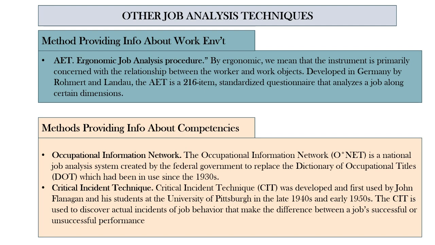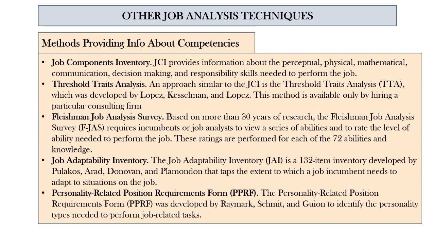We have the JCI, the Threshold Traits Analysis. We have the Fleishman Job Analysis Survey, or FJAS. We have the Job Adaptability Inventory, rather. We also have the Personality Related Position Requirements Form, or the PPRF. So, as you can see, there are a lot of methods which provide information about competencies. I would leave that to you for your reading. Please take note of these methods.